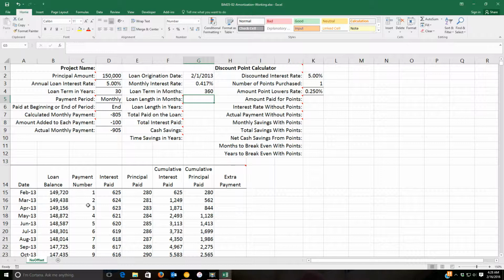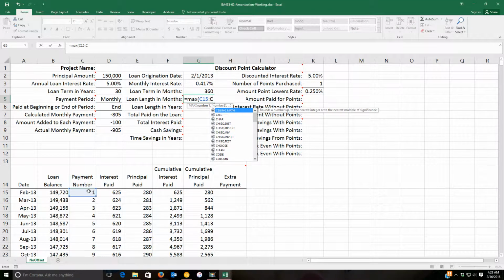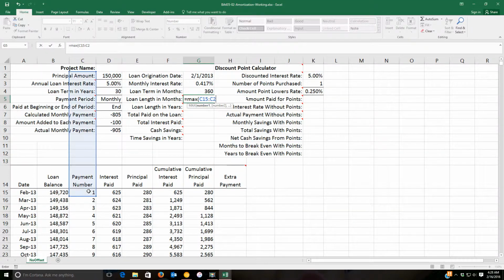We know that we copied this down to row 2614. So I'm going to go ahead and get the maximum value of the values beginning at C15 colon and going to 2614. Close that. And there, 283 months payment. One payment was made each month, so 283 months.